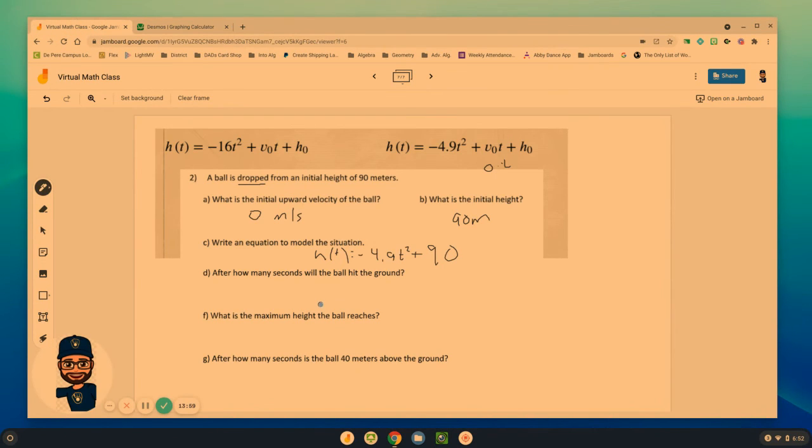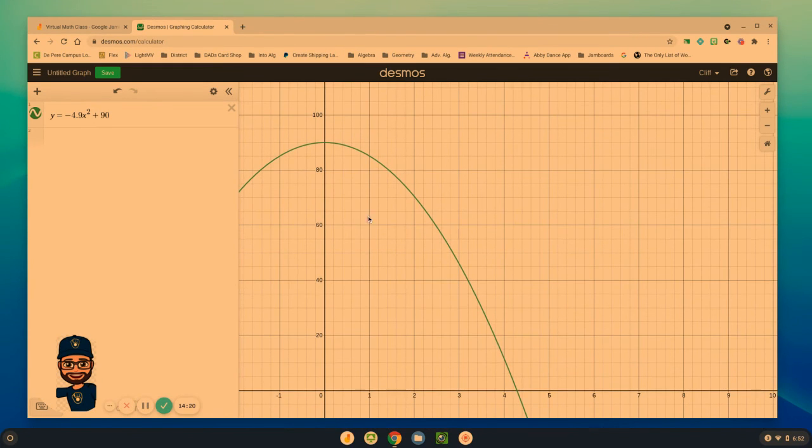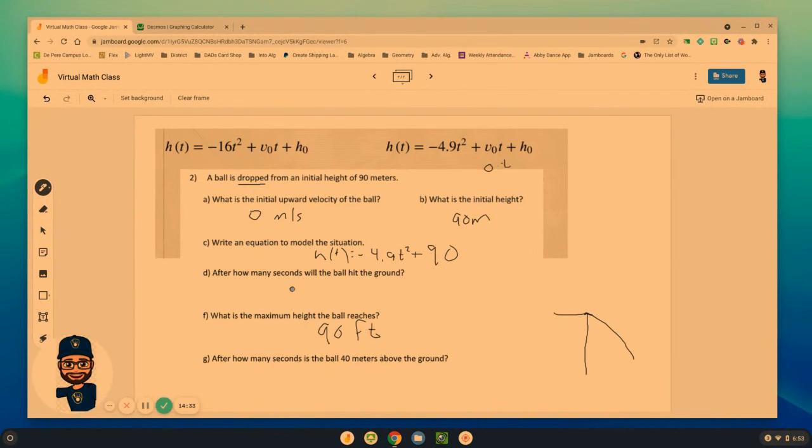Now, what is the maximum height the ball reaches? Well, if a ball is being dropped off of a building and it's falling, the maximum height was where it started. So that would have been 90 feet. How long until it hits the ground? Well, if I'm looking at the graph, the ball started way up here at 90 feet, and eventually it hits the ground right there, where y is 0. The height was 0, or 4.3 seconds.